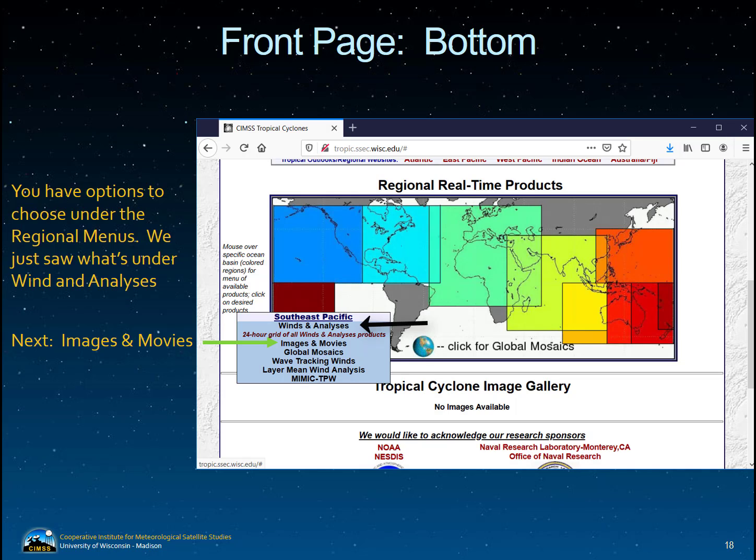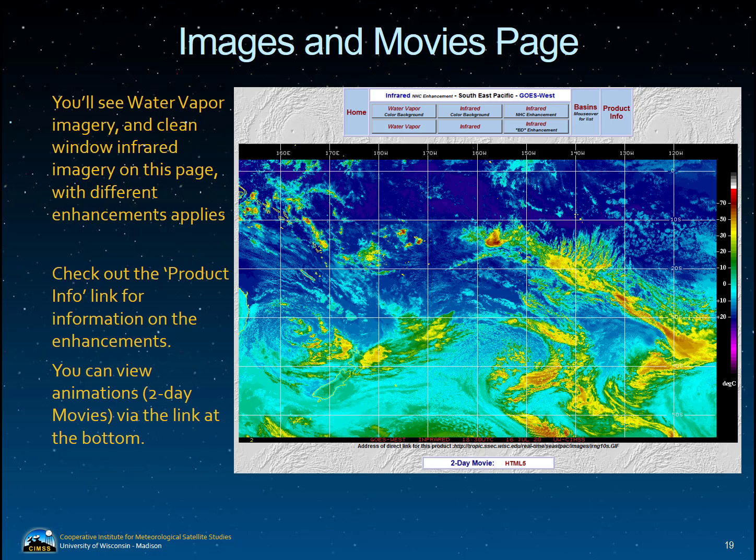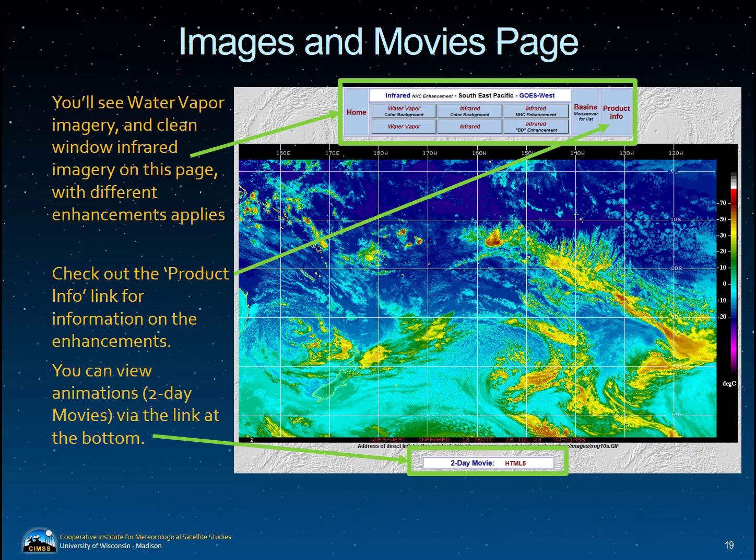So we just looked at wind analyses. You can also look at images and movies. If you click on images and movies, you see a variety of satellite imagery: water vapor, infrared, that's the window infrared, with different enhancements. Click on the product info link for information about the enhancements, and you can also look at animations.